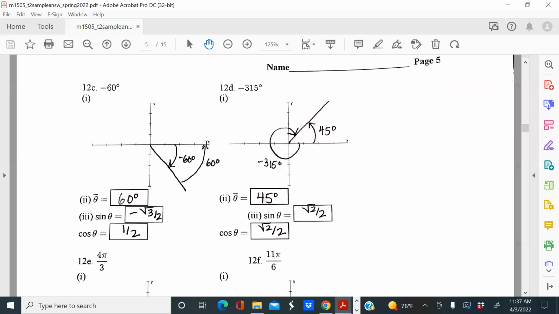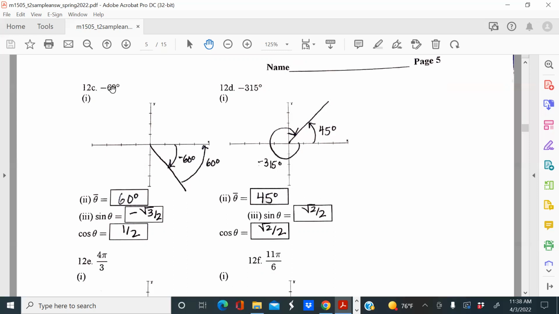It's always drawn in the positive direction, again, between the terminal side and the x-axis. So there's your terminal side. If you draw back up in the positive direction to the x-axis, you get a positive 60-degree angle. So your reference angle is positive 60 degrees.